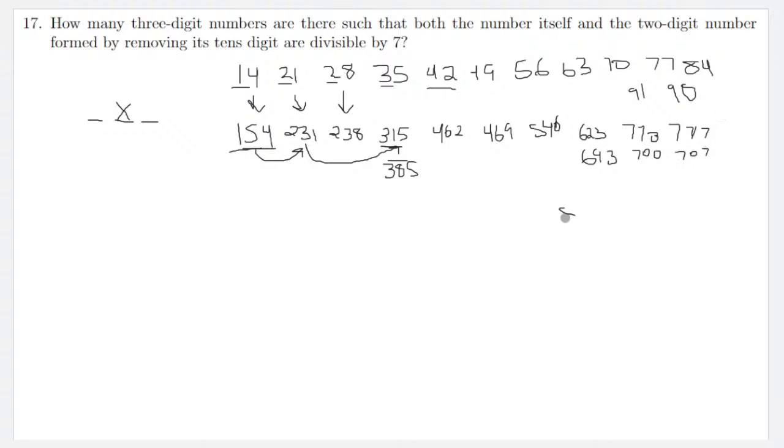And then we have 854, 931, and finally 938. And so if we count this all up, we get a total of 17.